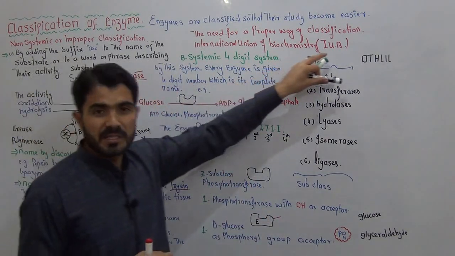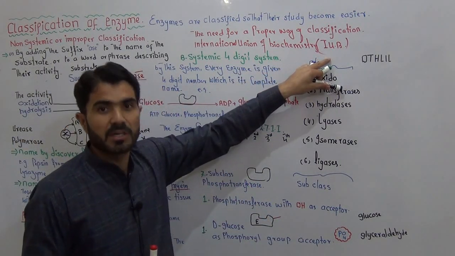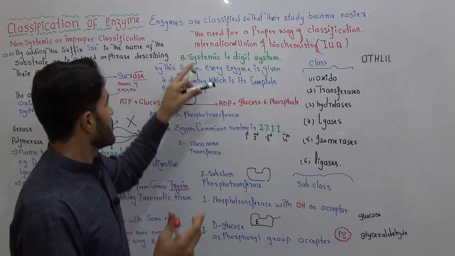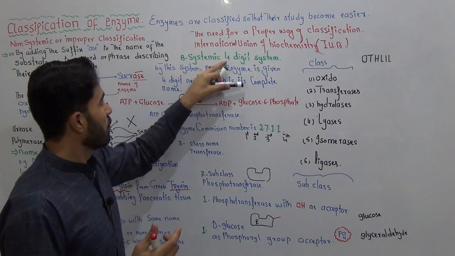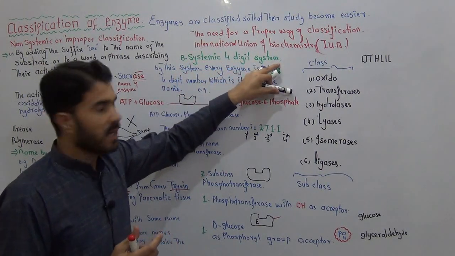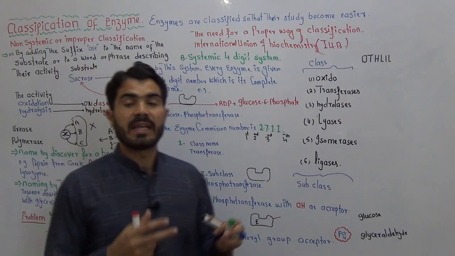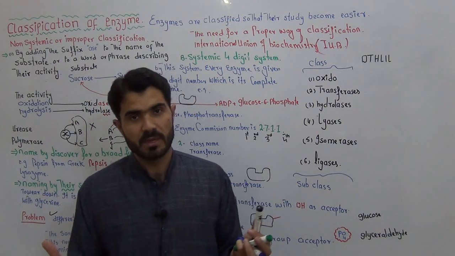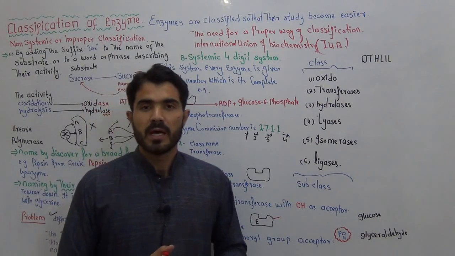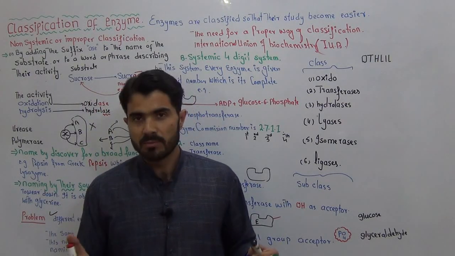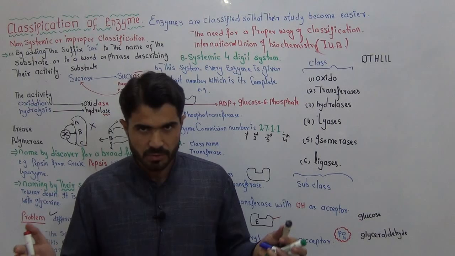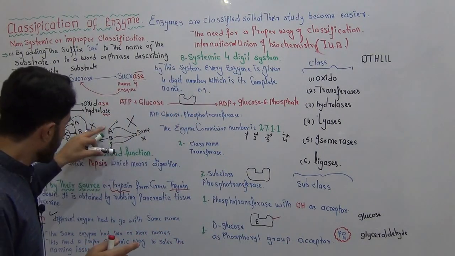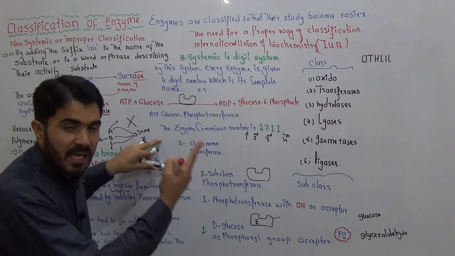Therefore, this committee of biochemists, the committee of scientists, introduced a system called the systemic 4-digit system. The 4-digit system is an advanced system to classify enzymes. In this 4-digit system, you will not face any problem, you will not face any confusion, you will not face these two problems. Different enzyme, same name.